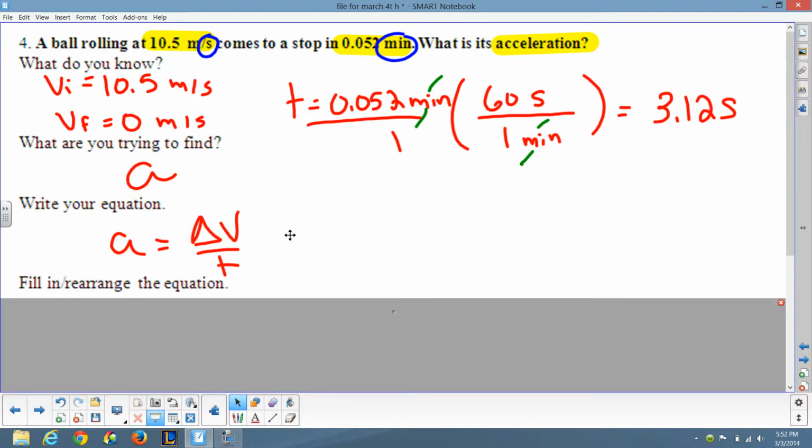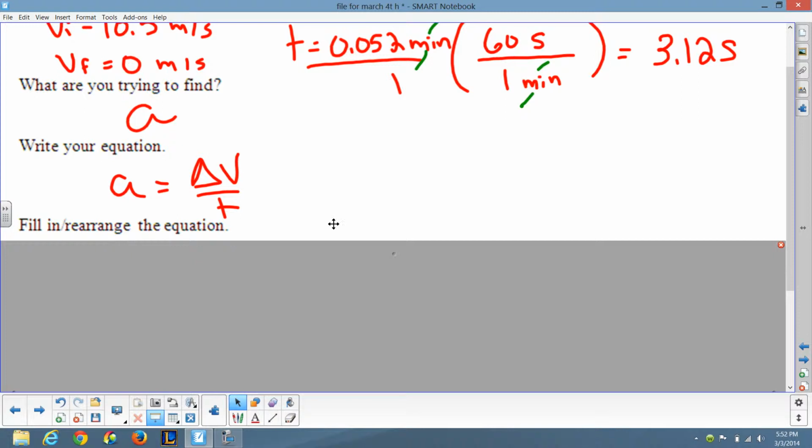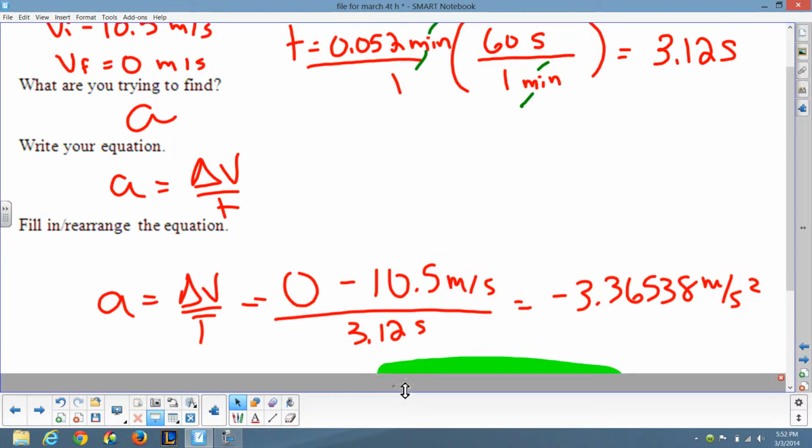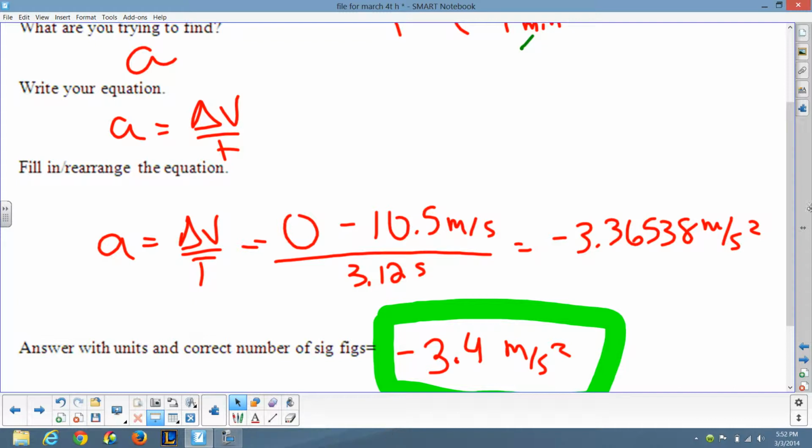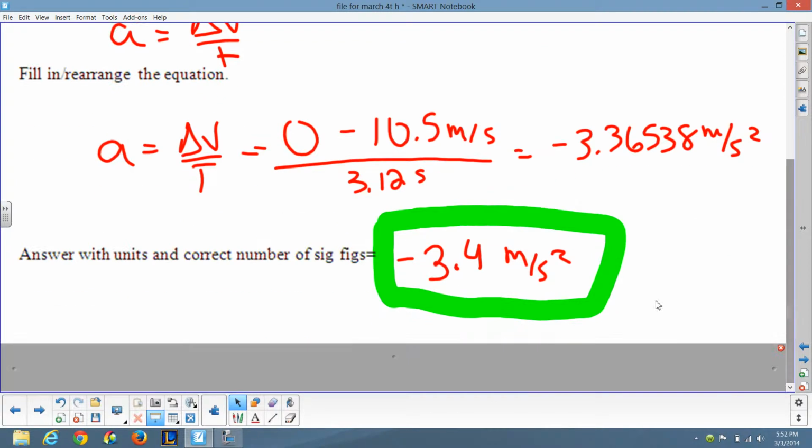That's going to get plugged into my equation for time. So acceleration is change in velocity over time. 0 minus 10.5 meters per second divided by my new time, 3.12 seconds, gives me a negative answer. Well, that's okay because it's slowing down. Alright, with 2 sig figs, negative 3.4 meters per second squared.